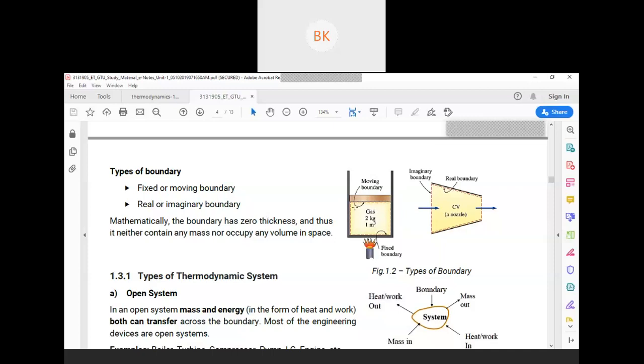You see here, on three sides there are wall boundaries, which are real and fixed, and on this side there is a piston face, which is the moving boundary. Now the real and imaginary boundary: here the nozzle boundaries are real, whereas these are called the imaginary boundaries. So basically we are considering that boundary.